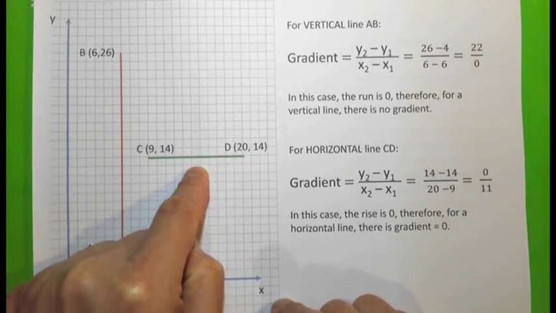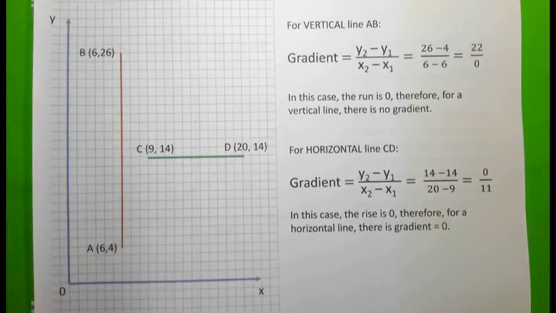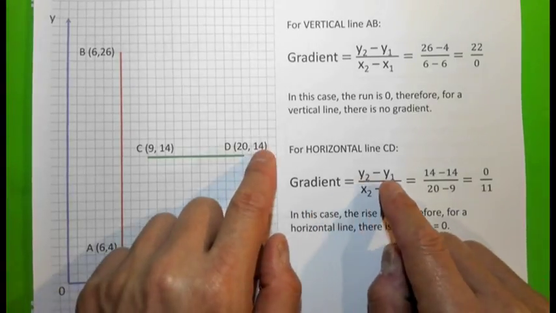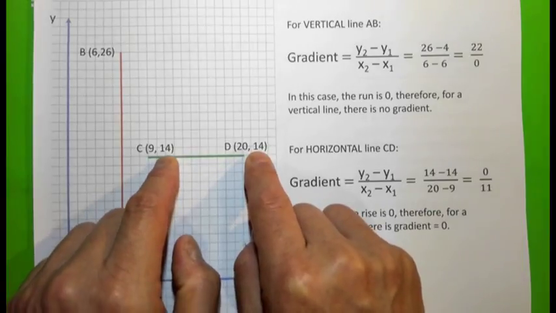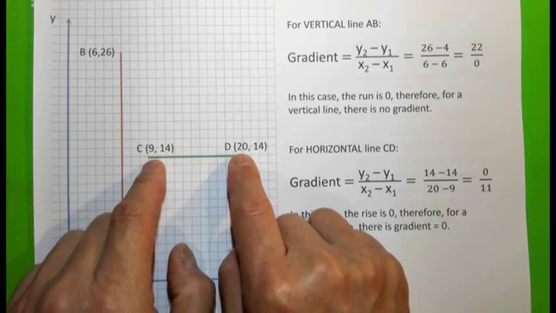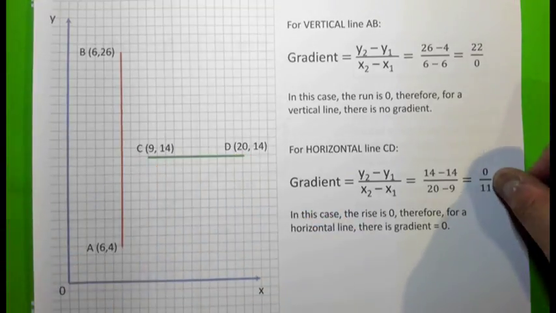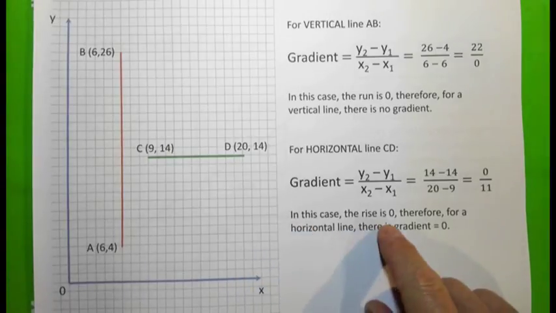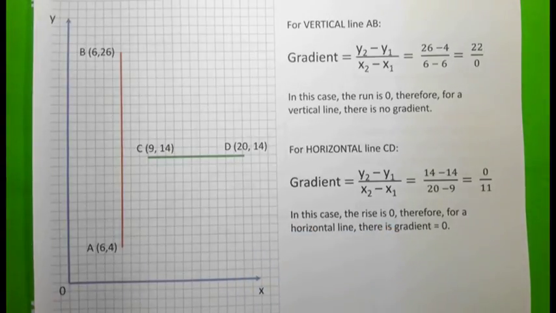Whereas for a horizontal line CD, we know that there's always change in x, but there's no vertical movement, there's no change in y. So therefore, we know that the gradient is y2 minus y1, which is 14 minus 14, over x2 minus x1, which is 20 minus 9, and that is 0 over 11, which is equal to 0. So in this case, the rise is 0, and therefore for a horizontal line, the gradient is equal to 0.